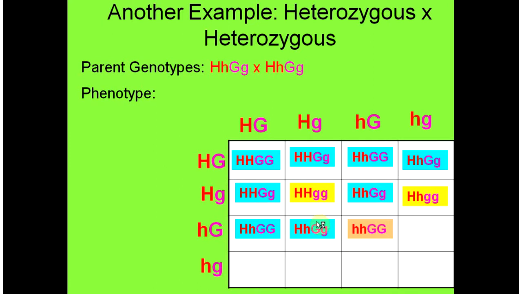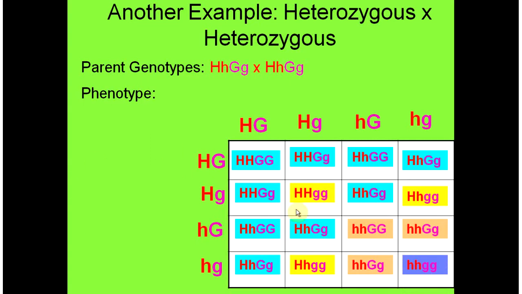All my offspring that are short and green, little h, big G, in orange or peach. And then my final offspring is short and yellow, little h, little g. Again, I would probably pause it at this point to make sure that you are clear on what I have done with the color coding system.